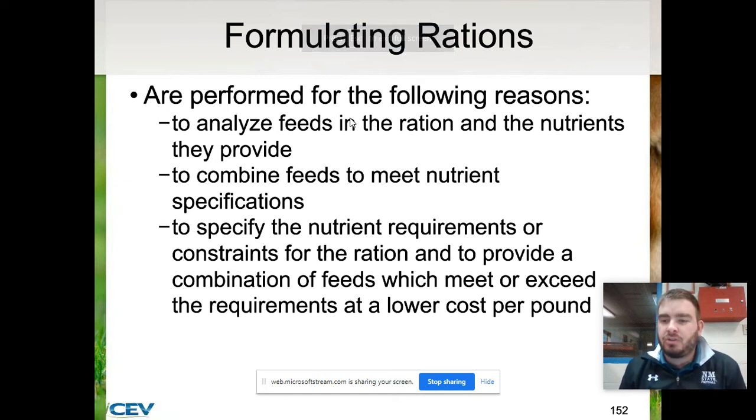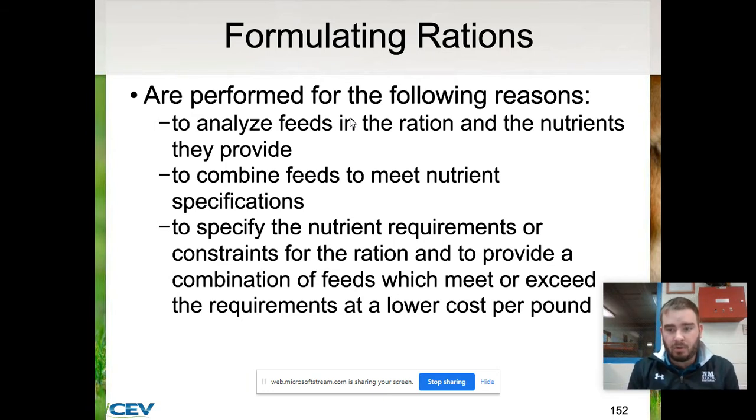Hey guys, so we are going to get into the Pearson Square this week, and it's not difficult. It just takes a few steps, and there's a little bit of math involved, and you've got to understand how it works. So last week we talked about why it's important to balance rations, and this week we're actually going to learn how to balance some rations.